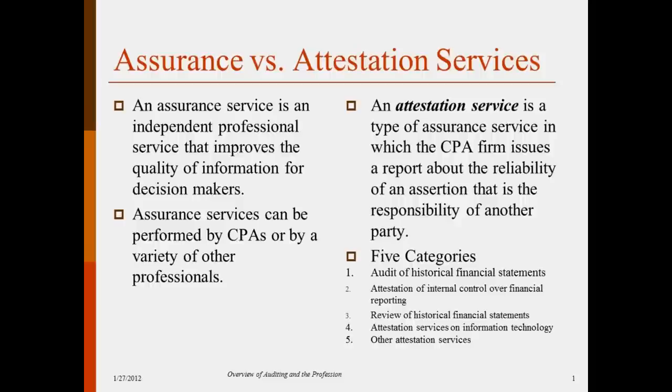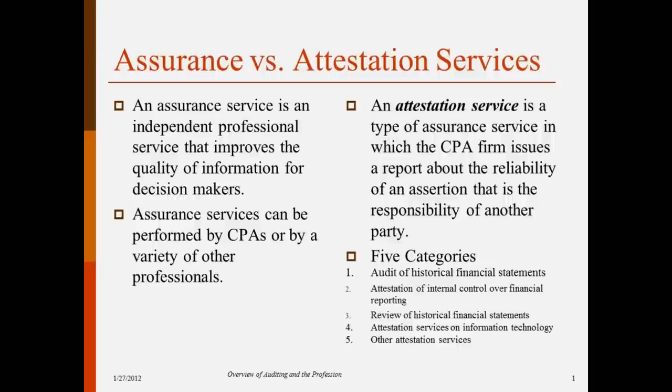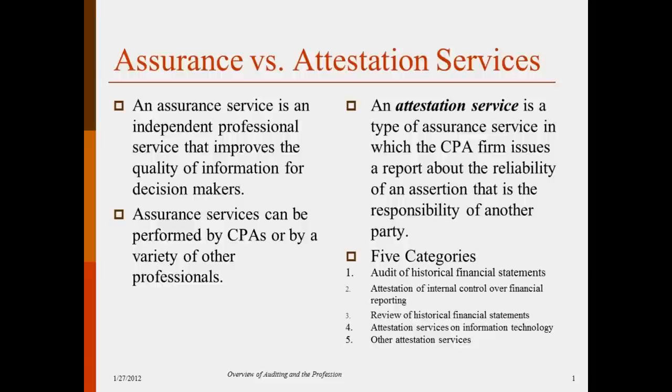That's under attestation. You can have different types of assurance services. Right, but this is a type of assurance service. Assurance service is the bigger picture. Attestation is a type, so it is an assurance service. Okay? So let's talk about the different categories. The one that we're going to focus on is the audit of historical financial statements. So this is a very specific type of assurance service, attestation, right?